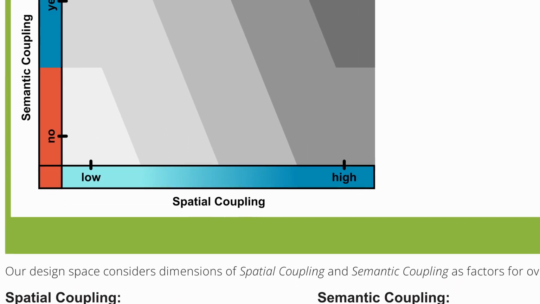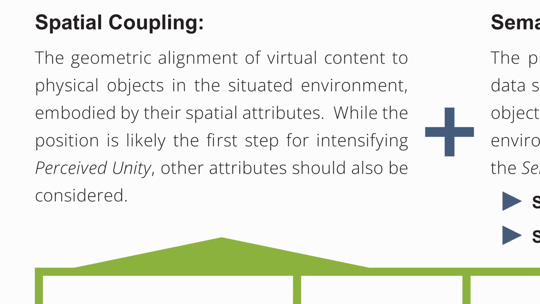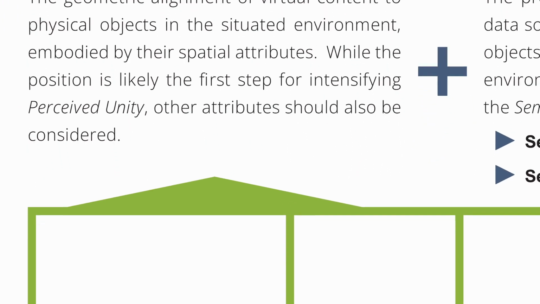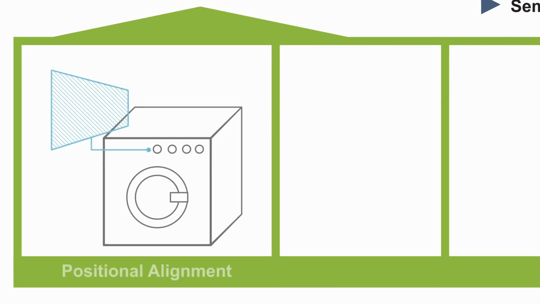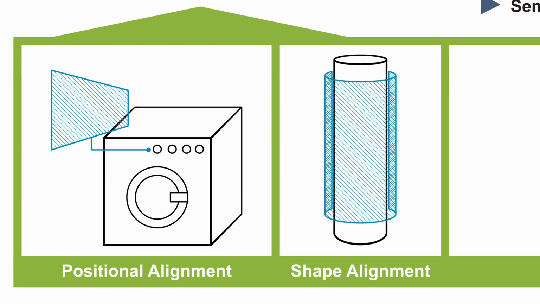As the first dimension, spatial coupling describes the geometric alignment of virtual content to physical objects in the situated environment, and we define 5 of those alignment types. Positional alignment refers to the spatial distance to, or the spatial gap between, the referent object. Shape alignment describes how closely the virtual content follows the targeted surface's general shape, contour, or texture.